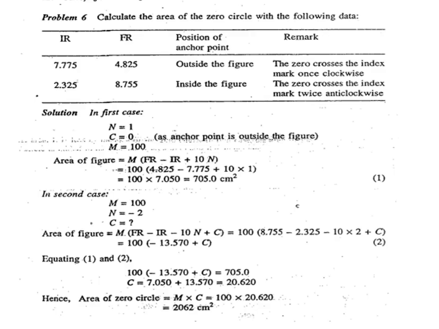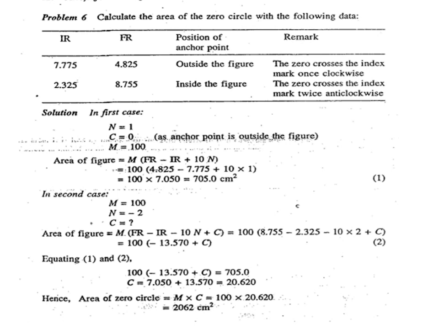Then we will try to solve another problem for calculation of area of zero circle with the following data. In the first case, IR is 7.775, FR is 4.825 and the position of the anchor point is outside the figure, and in the remark the 0 crosses the index mark once clockwise, that is to say the value of n equal to +1. For the second case, the initial reading is 2.325, final reading is 8.755, the anchor point is inside the figure, and the 0 crosses the index mark twice anti-clockwise, that is to say n equal to -2.